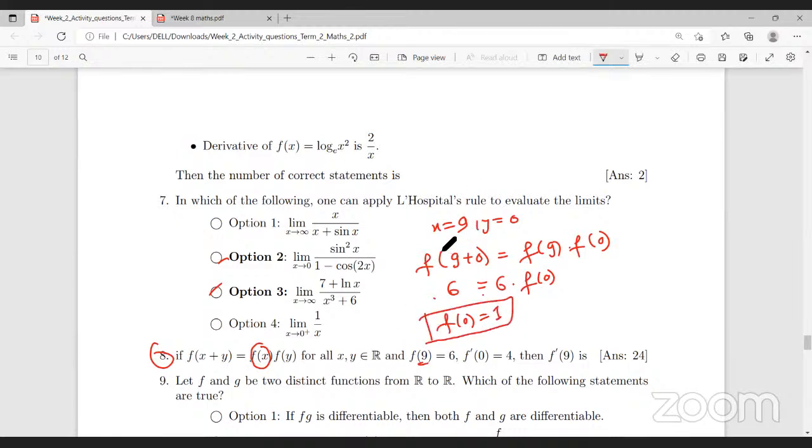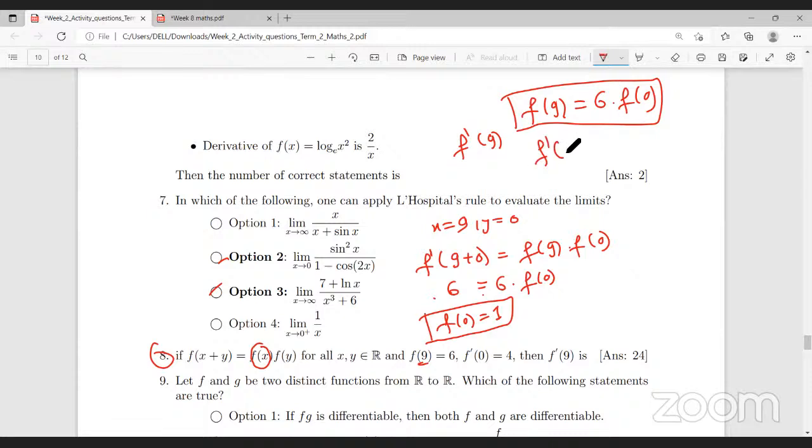Now we have to find out the differentiation of this. So f dash of 9 we have to find out. f dash of 9 here is 6 into f dash of 0. If I differentiate it, 6 is constant, right? f dash of 0 is given, f dash of 0 is 4, so that is 6 into 4, that is 24 only.